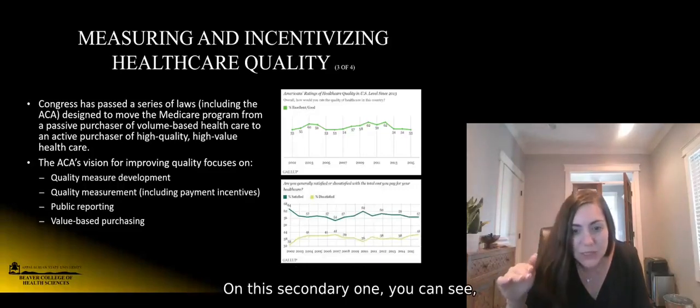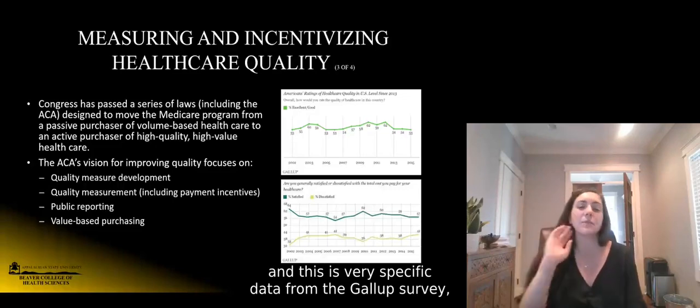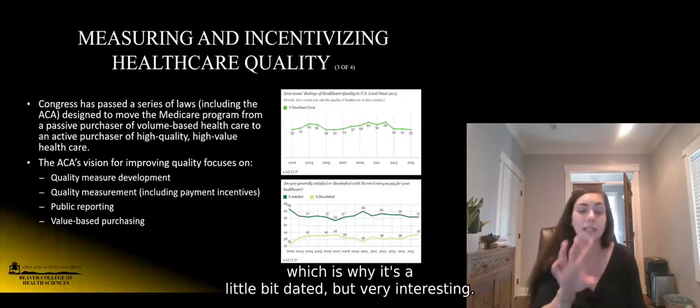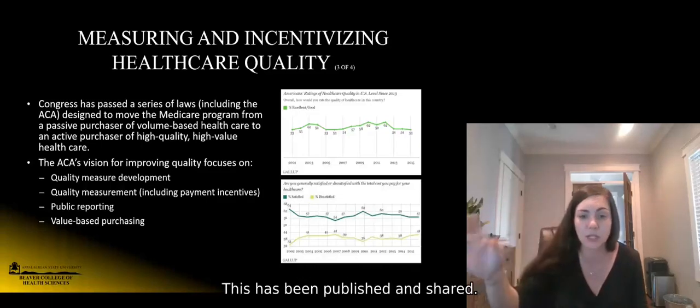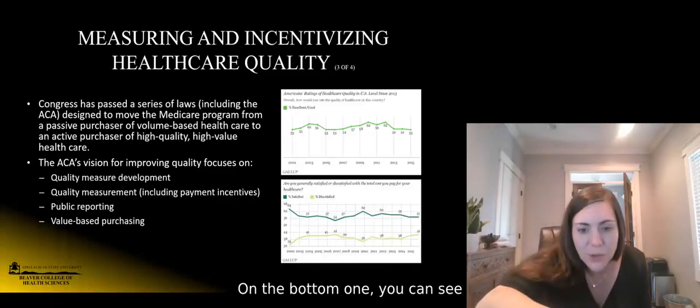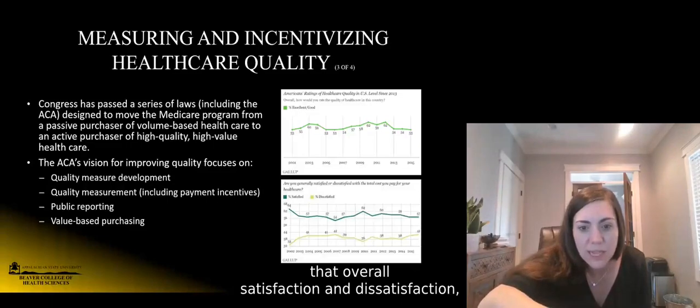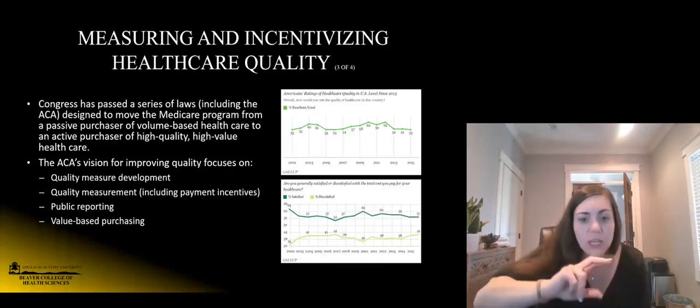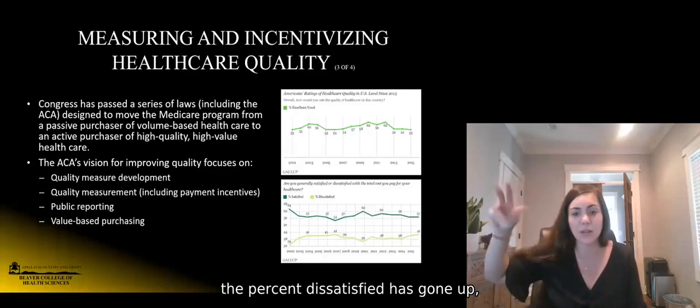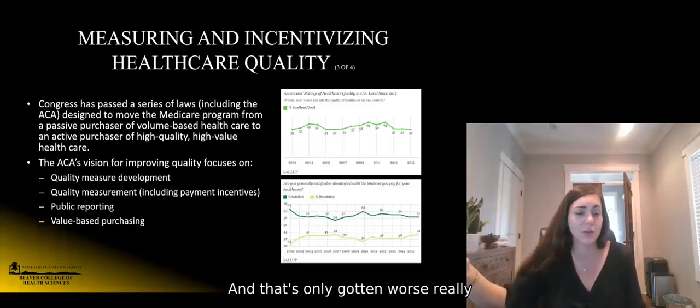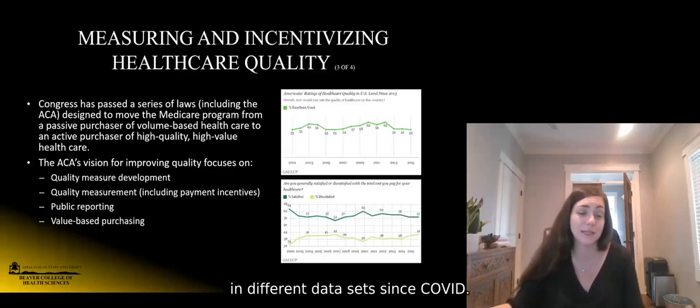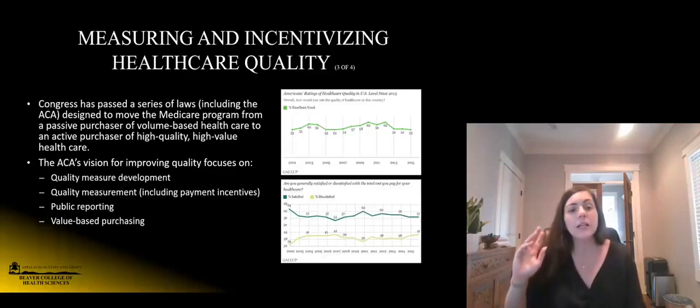On this secondary one, you can see, and this is very specific data from the Gallup survey, which is why it's a little bit dated, but very interesting. This has been published and shared. On the bottom one, you can see that overall satisfaction and dissatisfaction, the percent dissatisfied has gone up, the percent satisfied has gone down. And that's only gotten worse really in different data sets since COVID.